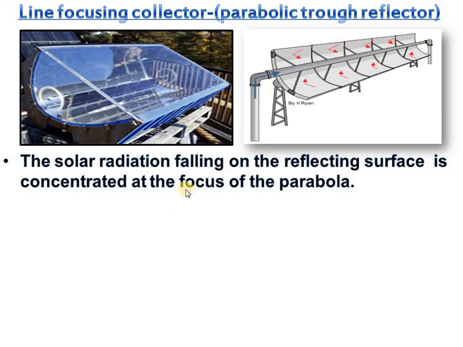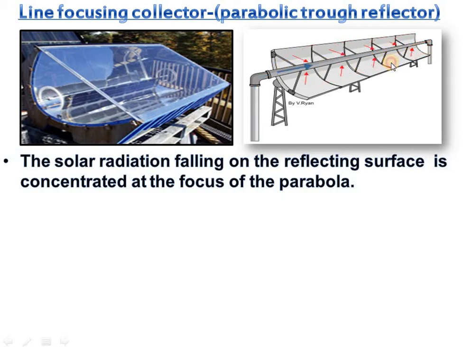Okay, let us see some important points. So here what is happening? Solar radiation after reflection on the surface is concentrated at the focus of the parabola. In fact, this is a parabolic shape, and we know for a single parabola you have a single point. But this is a long cylindrical parabolic shape, so the focal point will be a line.